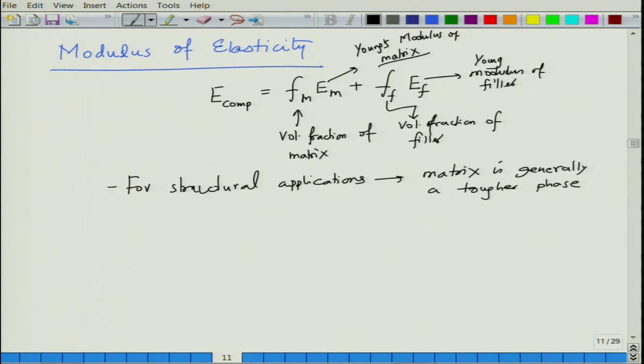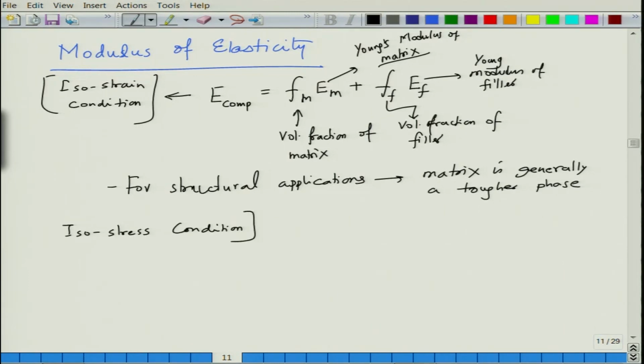Now, this kind of formula is valid only for a certain loading condition, and that loading condition essentially is iso strain condition. We will do the derivation of this later on in this course. You have another condition which is called iso stress condition, which is basically 1 over E composite is equal to Fm over Em plus Ff over Ef. This is iso stress condition.